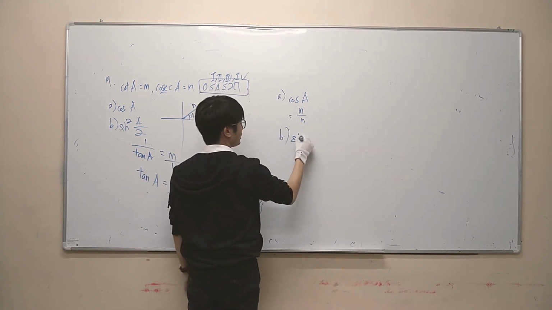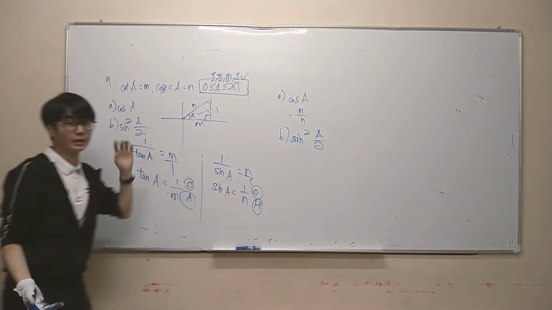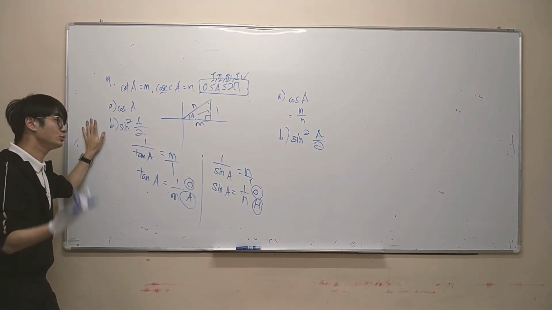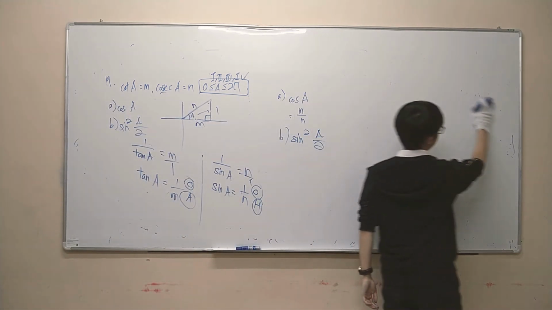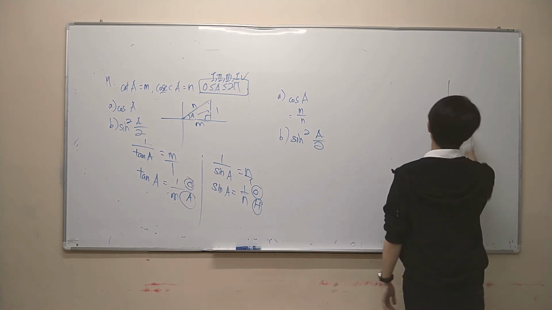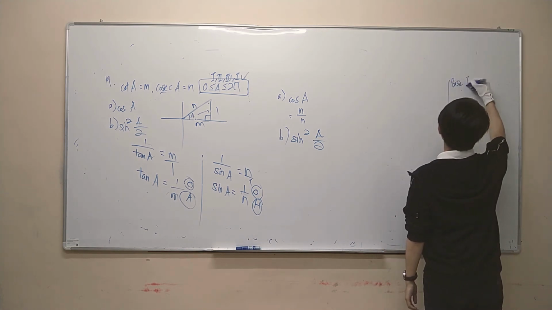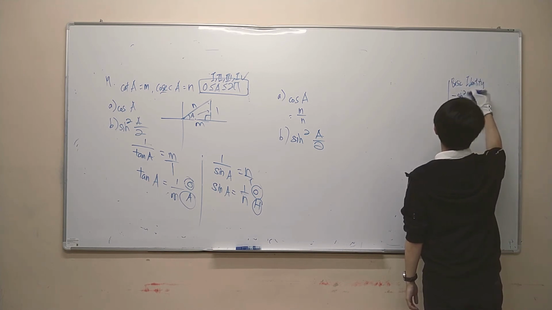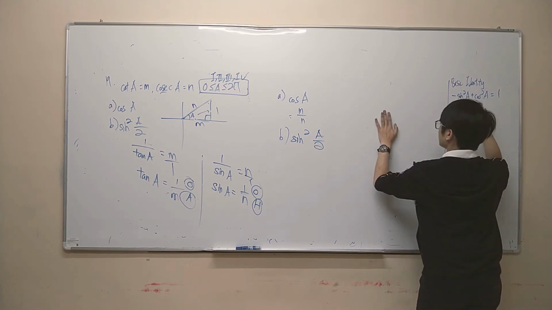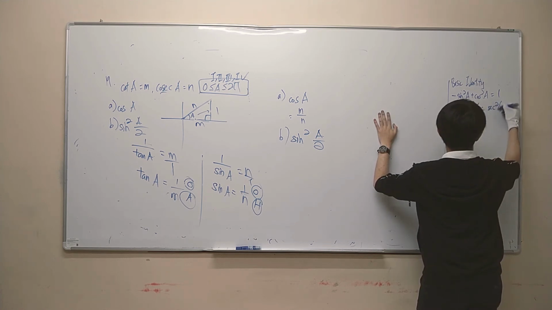Okay, B. Sine square A over 2. Okay, how to do sine square A over 2? Okay, I asked you to memorize. You got memorized or not? Basic identity. So there are 3. Sine square plus cos square equals to 1. And then 1 plus tangent square equals to sec square. And then 1 plus cotangent square equals to cosec square.